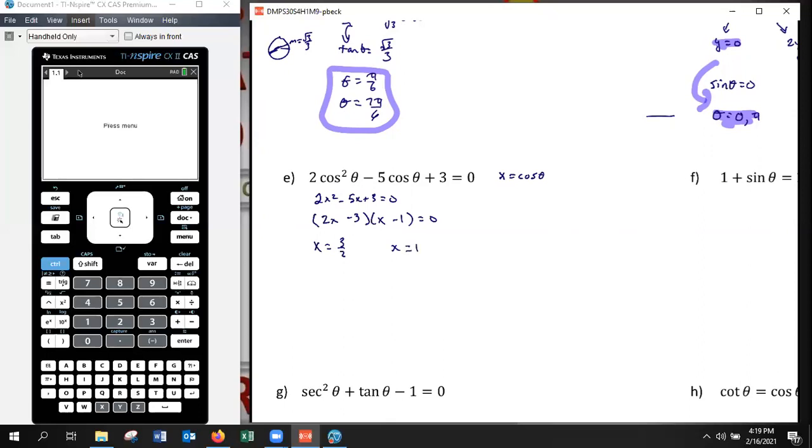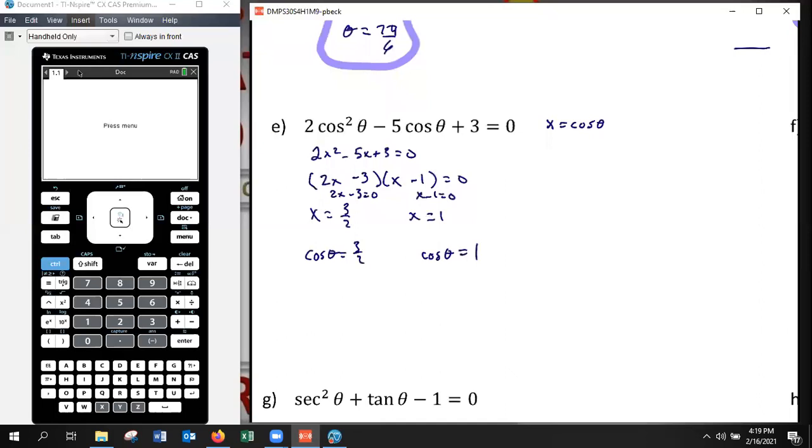I kind of jumped over that. 2x minus 3 equals 0, and x minus 1 equals 0, which is why I get x equals 3 halves and x equals 1. But x actually represents cosine of theta. So where does cosine of theta equal 3 halves, and where does cosine of theta equal 1?